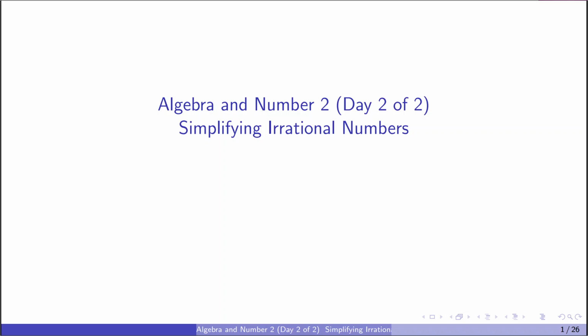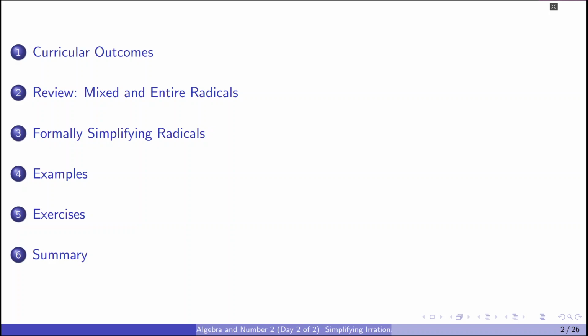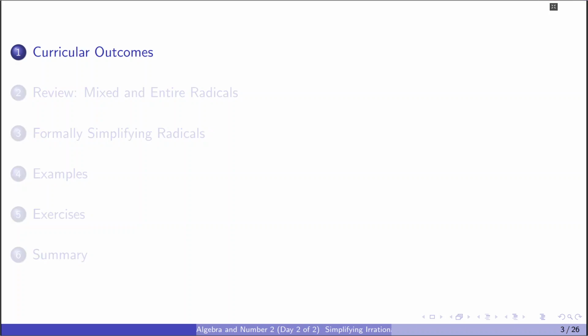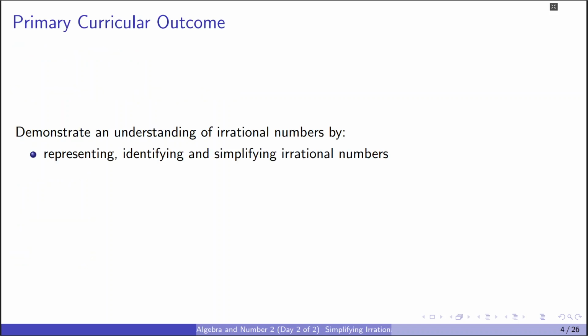Right. Next up, we are going to take a look at simplifying irrational numbers. So again, we'll start with our curricular outcomes. We'll look at mixed and entire radicals, and then formally talk about how we simplify them. So curricular outcomes. We want to represent, identify, and simplify irrational numbers and put them in order.